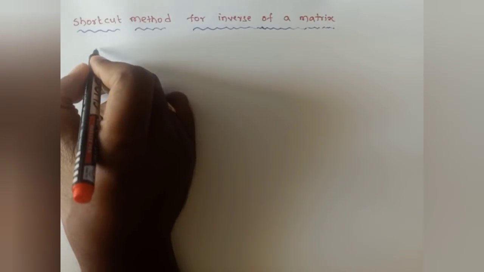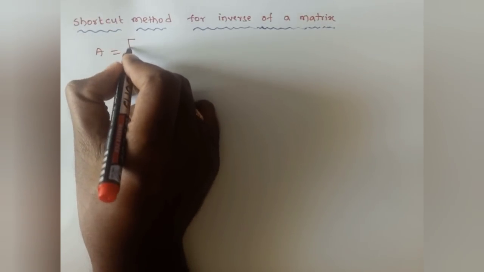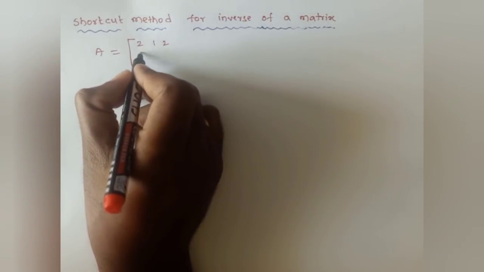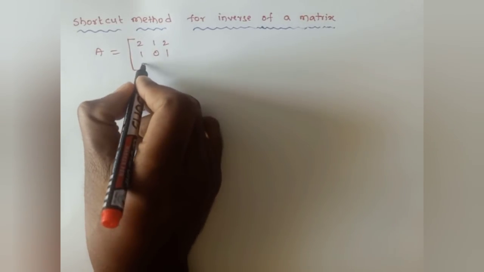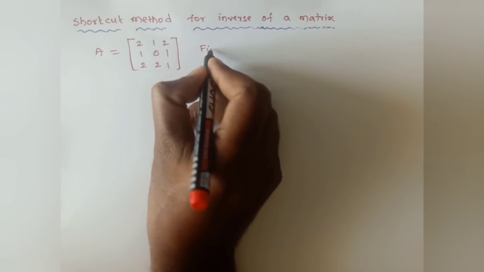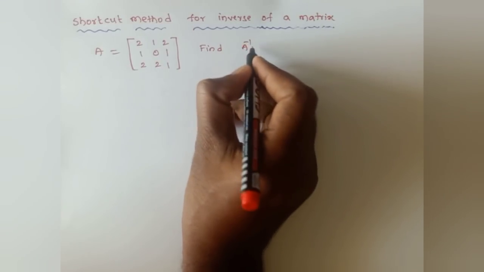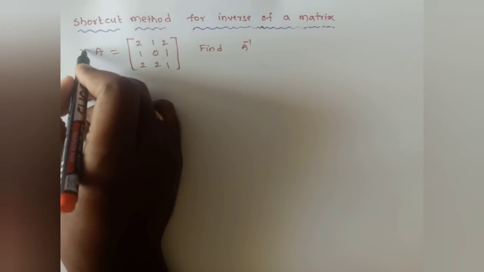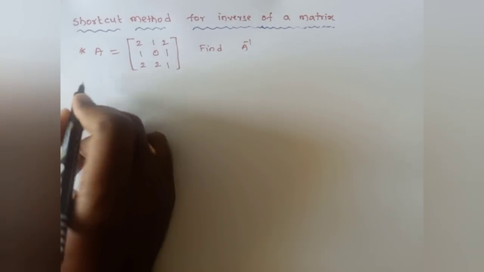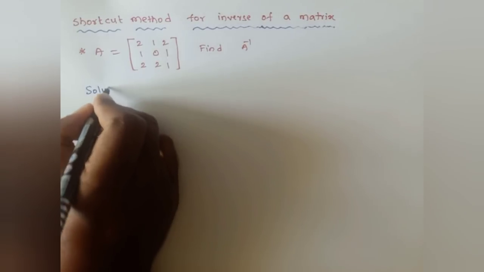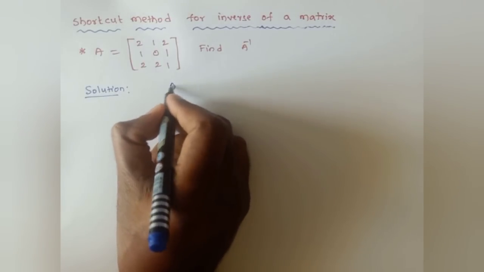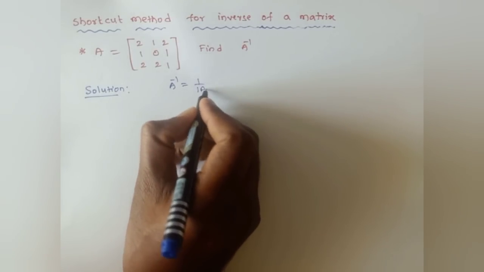See what is our previous problem, that A equals to 2 1 2, 1 0 1, 2 2 1. So you need to find the inverse. Okay, see the procedure. So first of all the formula of A inverse is as it is, that is A inverse is equal to 1 by det A into adjoint A only.